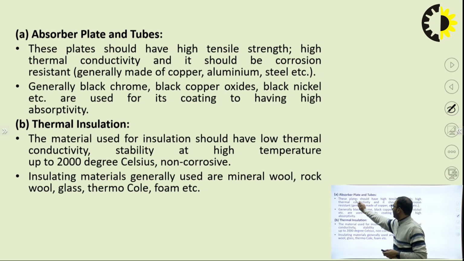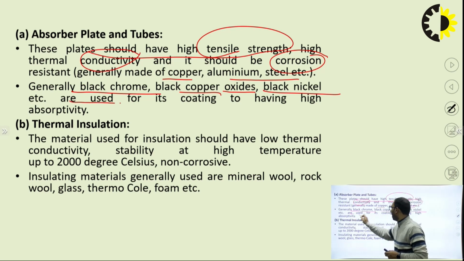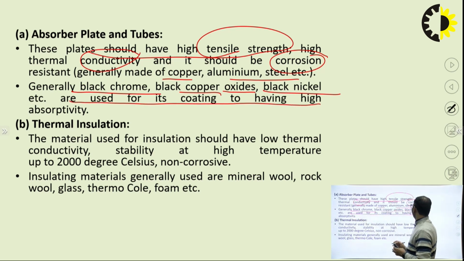So, these plates should have high tensile strength, high thermal conductivity, and it should be corrosion resistant. For this purpose, generally copper, aluminum and steel are used. Then generally black chrome, black copper, copper oxide, black nickel, etc. are used for its coating to have high absorbability.